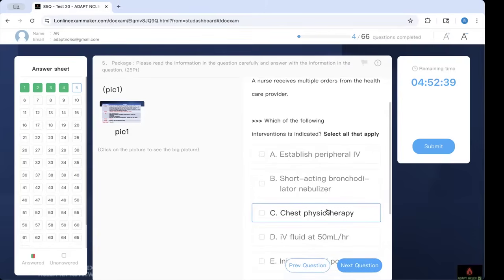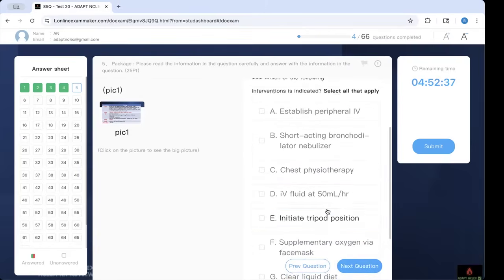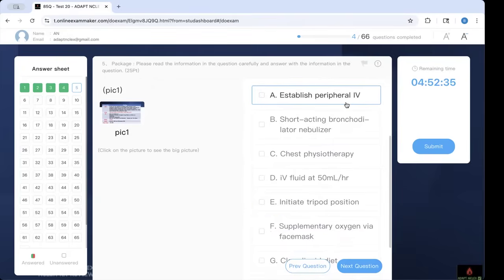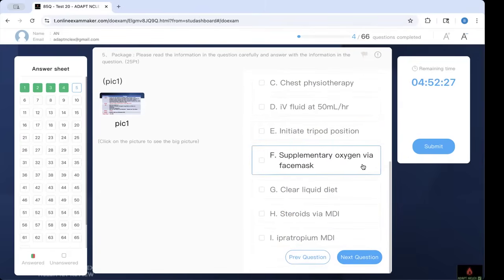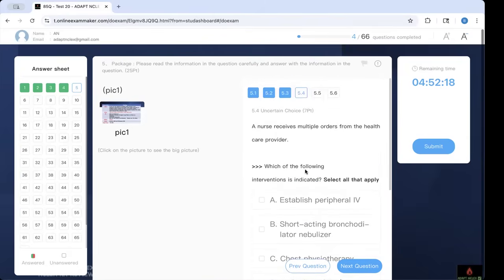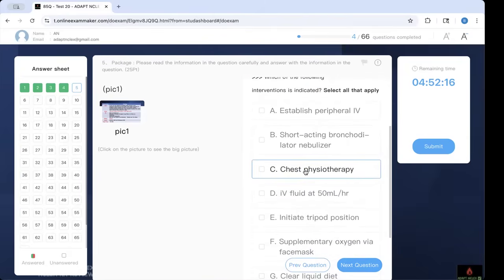You're not going to have stroke, heart failure, or sepsis. Which of the following interventions is indicated then? Do you establish IV for asthma patients having exacerbation? Give them bronchodilator, do chest physiotherapy, give them fluid, initiate tripod position, give them oxygen, clear liquid diet, steroid via MDI and ipratropium. This is asthma exacerbation. You know it. When they put it in the case form, it looks very complicated. But what do you do with the asthma exacerbation? Of course, they need an IV so that you can give them medication.